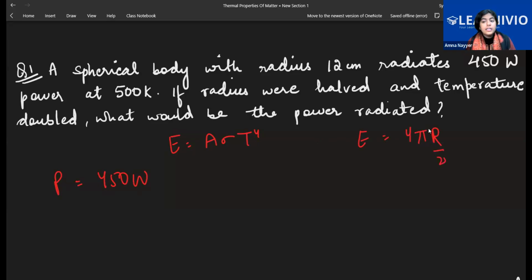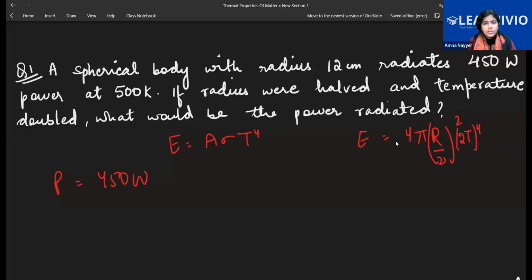Now the radius r becomes r by 2 whole squared, and T to the power 4. The temperature is also doubled, so this becomes 2T to the power 4. Now if you look here, E is equal to A sigma T to the power 4. You have 4 pi r square, and 2T to the power 4. This is to the whole power 4. See, the two twos will be cut, and so 4 will be left.